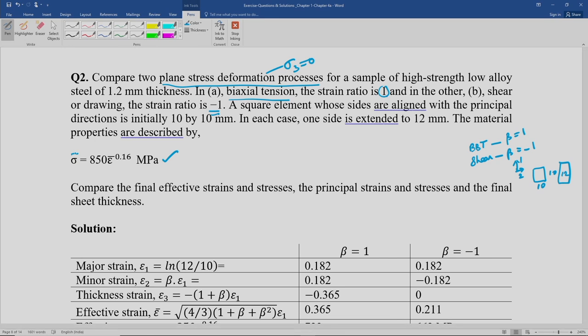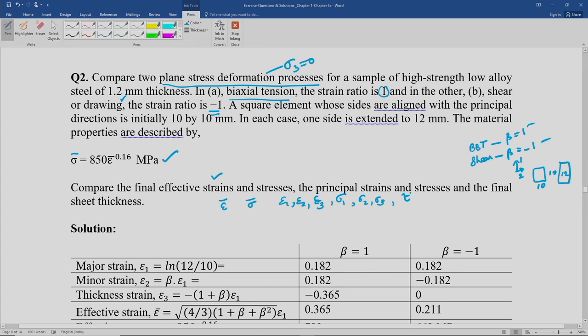Now what you need to do is compare these two processes. The same steel sheet of 1 mm is deformed in two different ways. One is biaxial tension, where the strain ratio is 1. The other one is shear or drawing, wherein beta is equal to minus 1. You have to compare these two by finding out effective strains, effective stresses, principal strains, principal stresses, and finally sheet thickness. All this has to be found out.